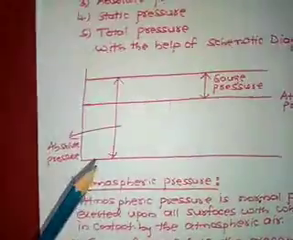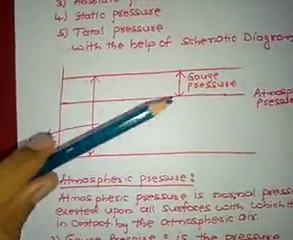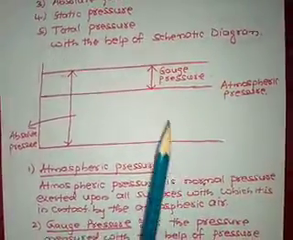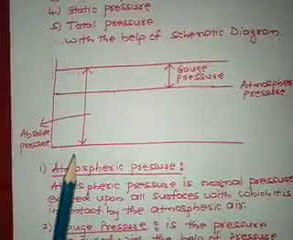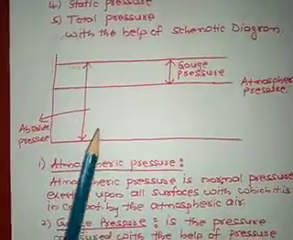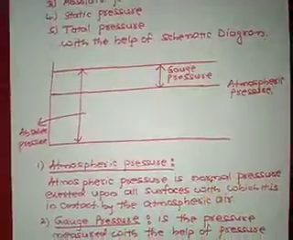So I have shown in this figure here, this is gauge pressure and this is the reference, that is atmospheric pressure. So atmospheric pressure plus gauge pressure will give the total pressure or the absolute pressure here. Absolute pressure is equal to gauge pressure plus atmospheric pressure.